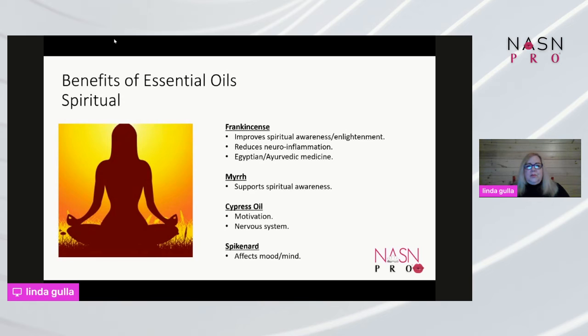Other benefits of essential oils are spiritual. Again, it works with our emotion. Frankincense improves spiritual awareness and enlightenment. It reduces neuroinflammation and has been used in Egyptian and Ayurvedic medicine for thousands of years. Myrrh supports spiritual awareness. Cypress oil works good with motivation and the nervous system. And spikenard affects the mood and the mind.